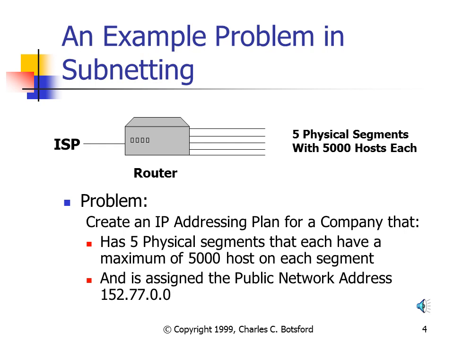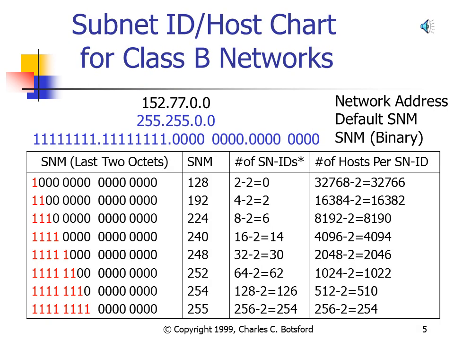Now, in this example, we have a physical network, and that physical network has 5 physical segments, and those segments need to support a maximum of 5,000 hosts on each segment. We've been assigned a Class B address, 152.77.0.0. Now, that's our network address, and it's our job as administrators then to set up the IP addressing for our network.